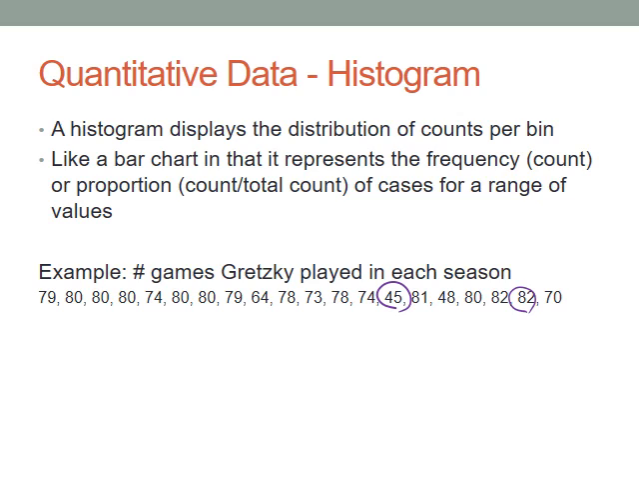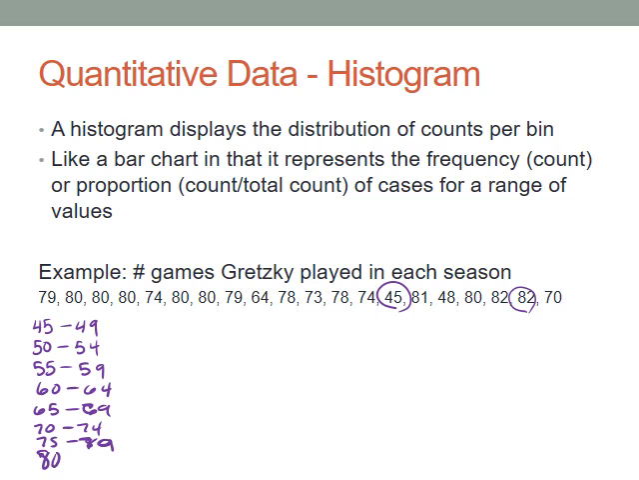So we'll have one bin that goes from 45 to 49. And we're going to go 50 to 54, 55 to 59. See, all these bins are an equal width. 60 to 64, 65 to 69, 70 to 74, 75 to 79, and then 80 to 84. And that should cover all of our data.